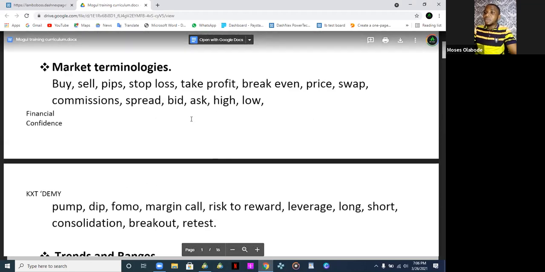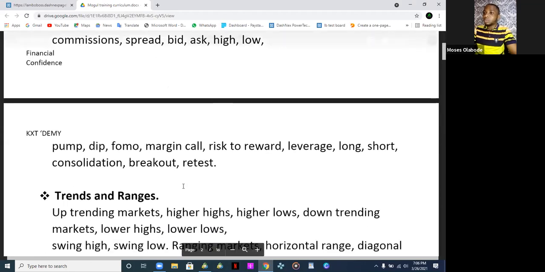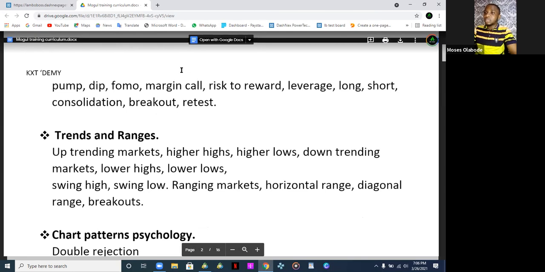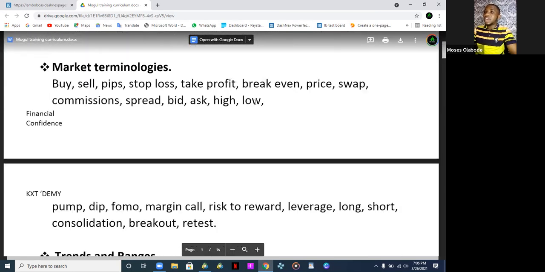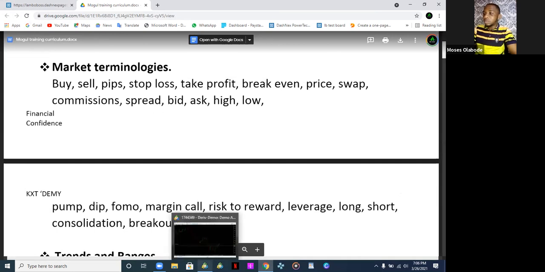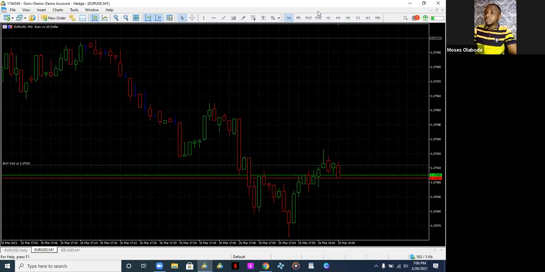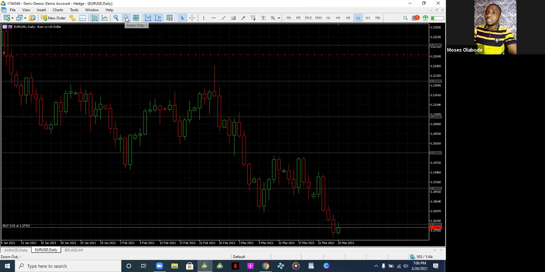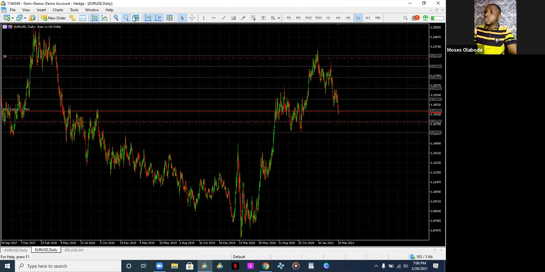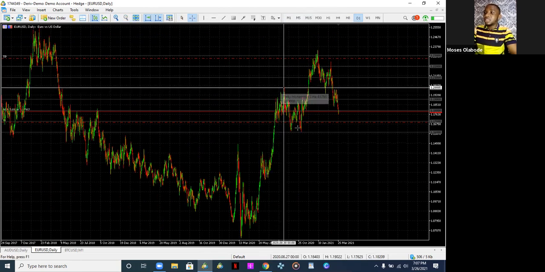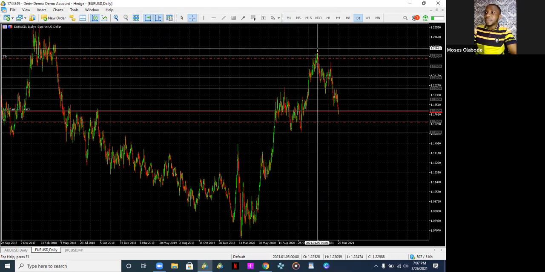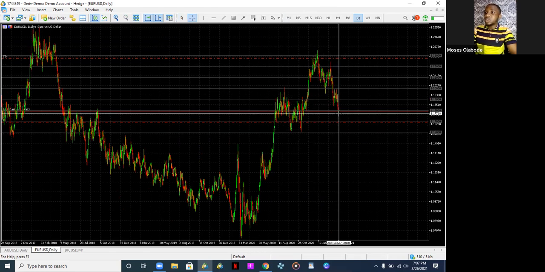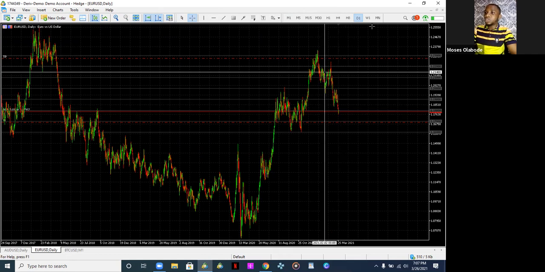And then we have high and low. We'll continue from this one on Monday, and then move to this next one. So what does high and low mean? High just means the highest point of the market price, and low means the lowest point of the market price. If you look at this market price now, this is the high, this is the low.